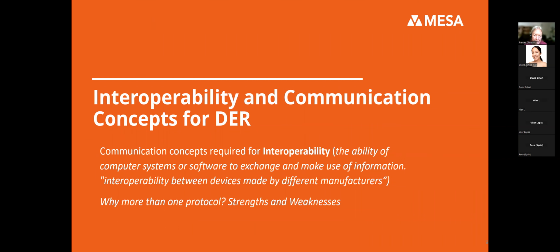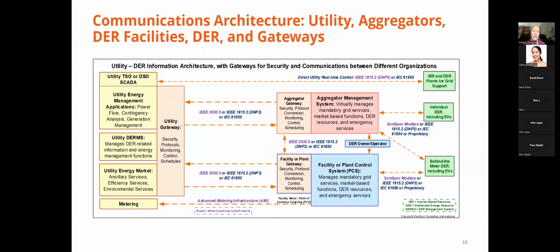Okay, interoperability and communications. There's often a question asked as to why is there more than one protocol being required or being used? Why can't we just have one protocol and it does everything we need? And the fact is that there are definitely different strengths and weaknesses of different protocols. And at the moment, there is no way that we can go and select a single protocol.